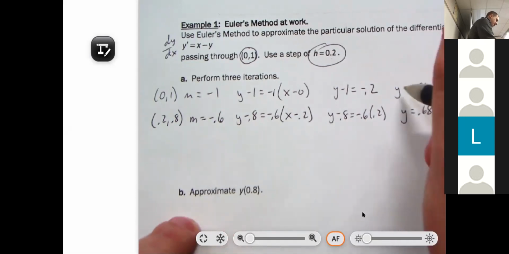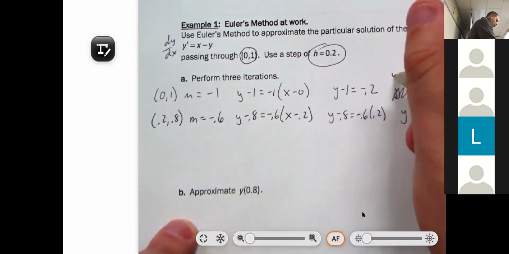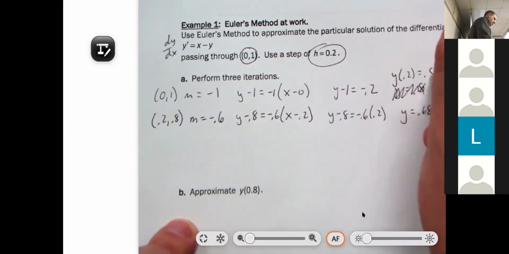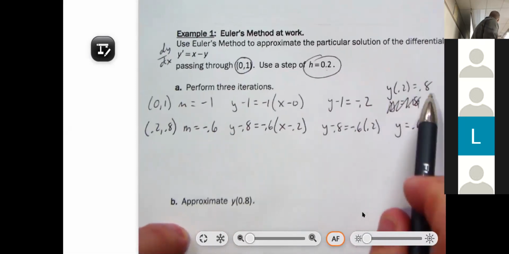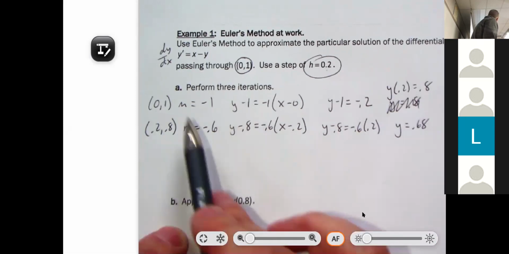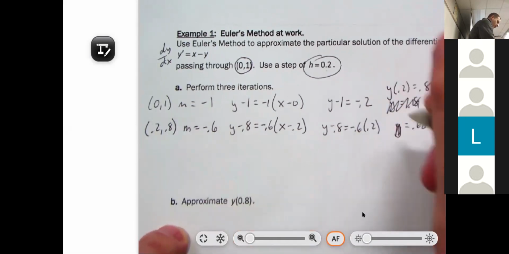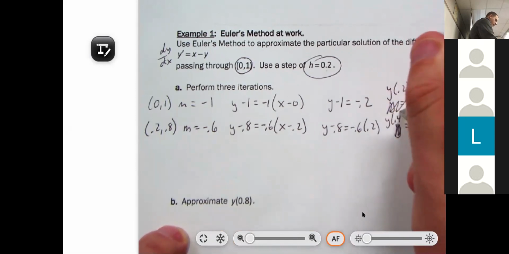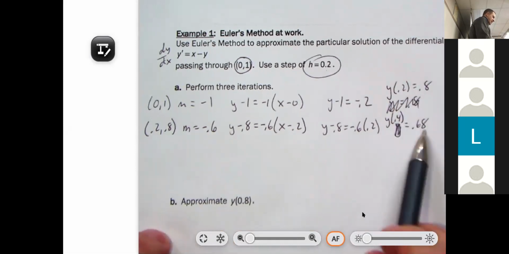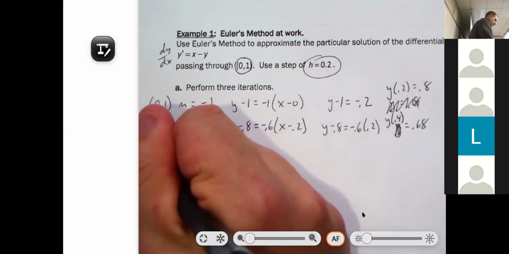You know, how I wrote it on the key, I actually like how I did it on that first one, so you could see the ordered pair quickly. I said y of 0.2 is 0.8, and that kind of shows you very quickly what your next ordered pair is. So this time it's y of 0.4 equals 0.68, and so we can see our next ordered pair a lot quicker. I like how I did that.